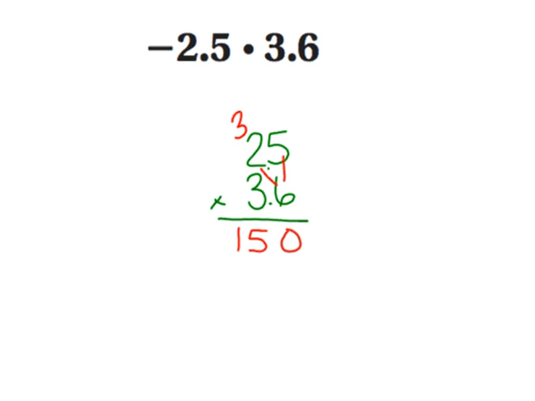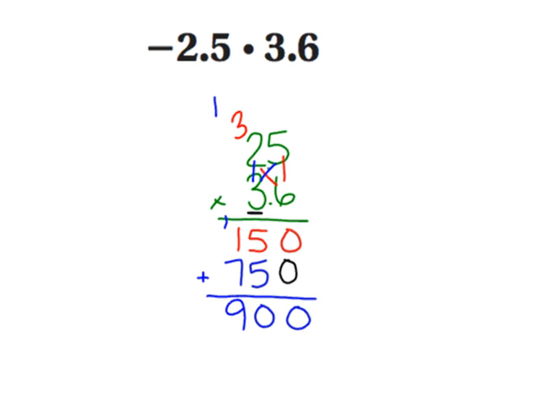Then I'm going to put a 0 for a placeholder since I'm moving on to the next digit. And I'll multiply 3 times 5, which is 15. And then 3 times 2 plus 1 is 7. And now I can add up these digits. And now I need to figure out where my decimal point goes.